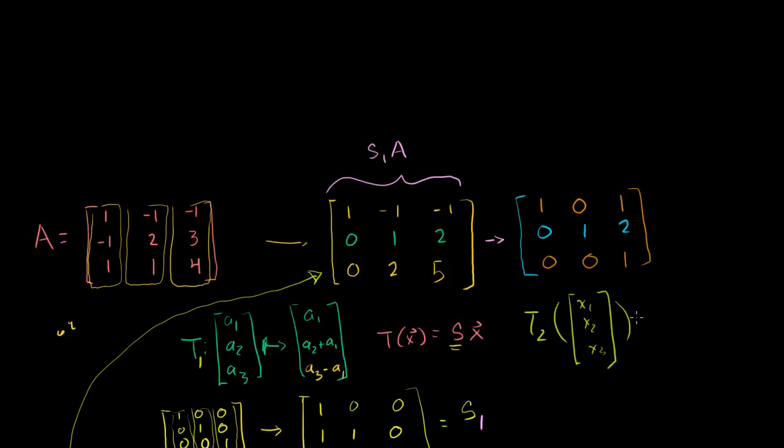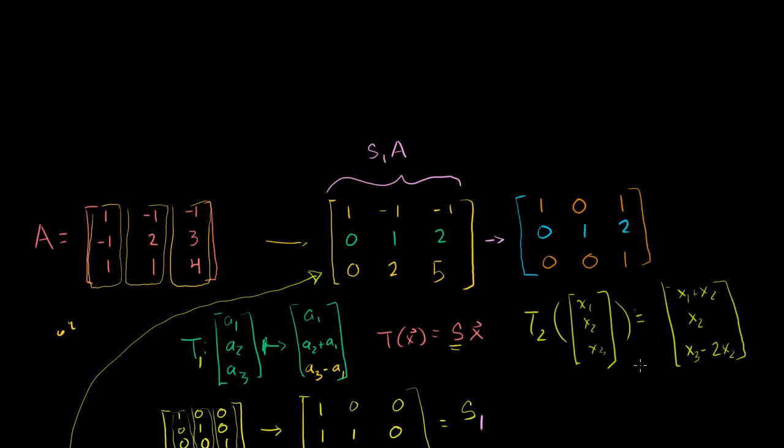What did I just do? What was the transformation that I just performed? My new vector, I made the top row equal to the top row plus the second row. So that's x1 plus x2. I kept the second row the same. And then the third row, I replaced it with the third row minus 2 times the second row. That was a linear transformation we just did.